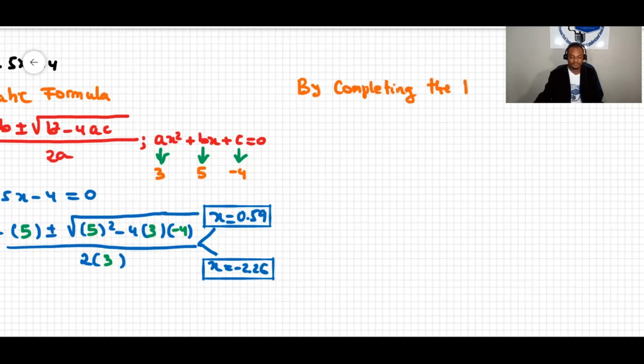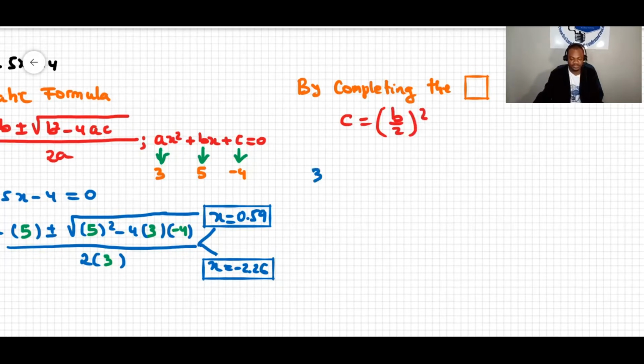Completing the square. It's when we have a perfect square. I just want to abbreviate it like that. Now, this is when we find a c value, and c is equal to (b/2) to the power of 2. Now, let me show you how you do that.